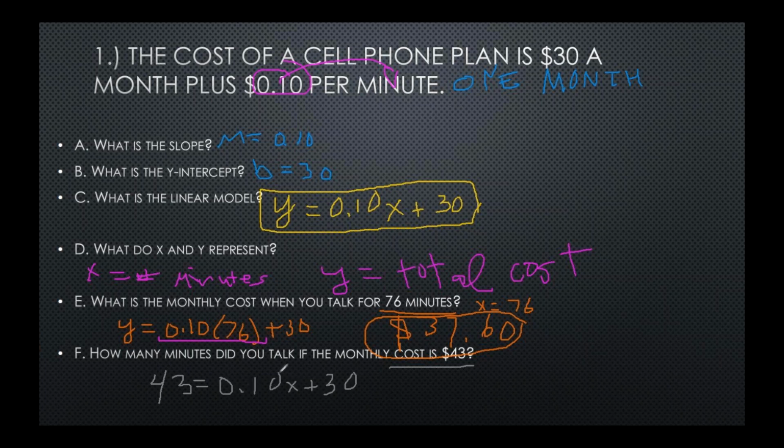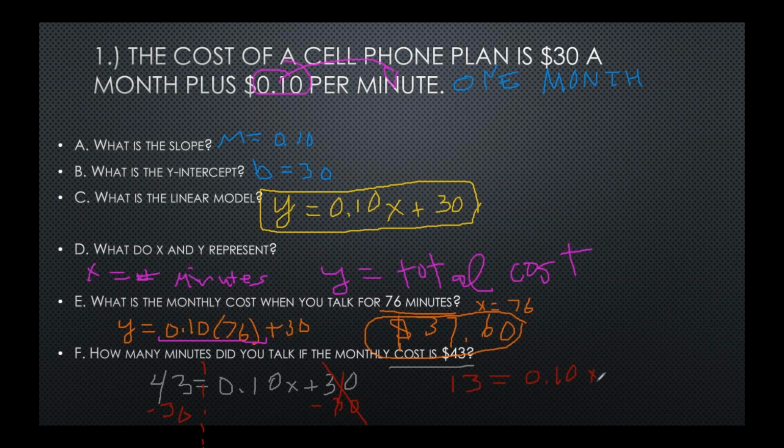Well, this is very similar to when we solved proportions and we had to solve those equations, right? So we split the equal sign left and right. We want to get x by itself. So whatever is touching x is the last thing we're going to deal with. So my first step is to subtract 30 from both sides, because 30 minus 30 will make that go away. And I'm left with 13 equals 0.10x.